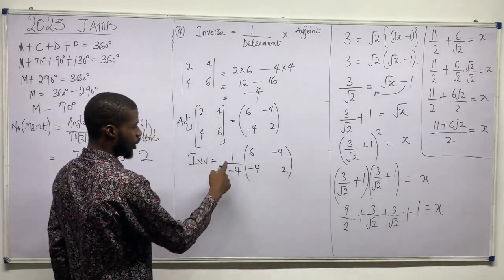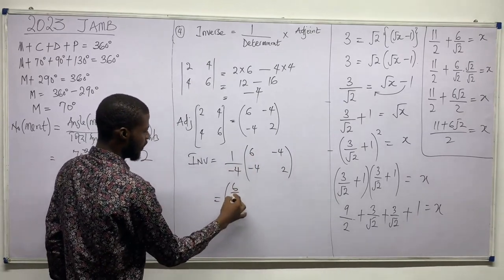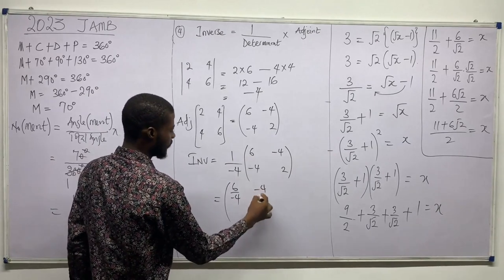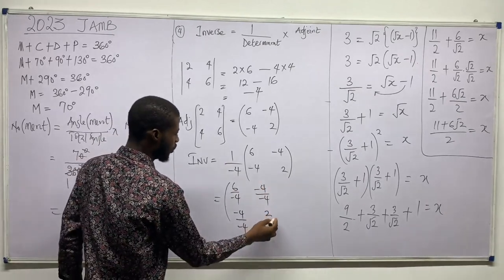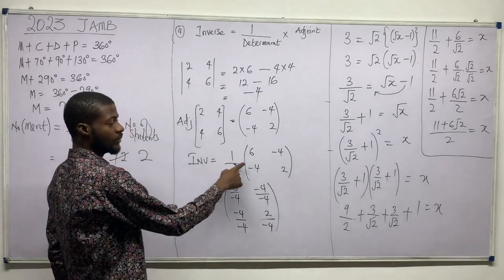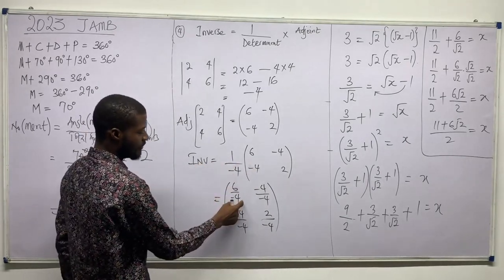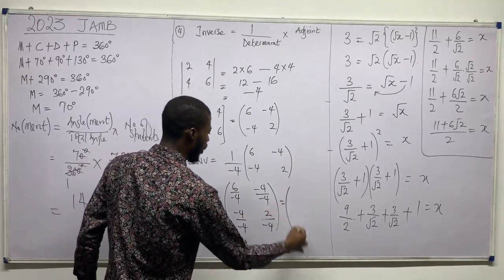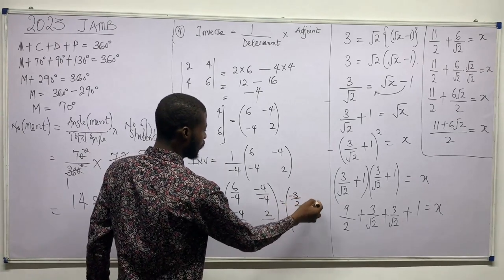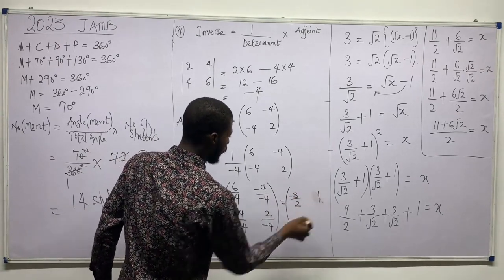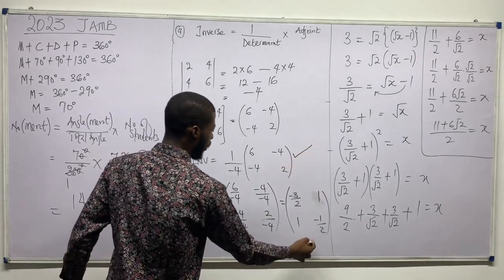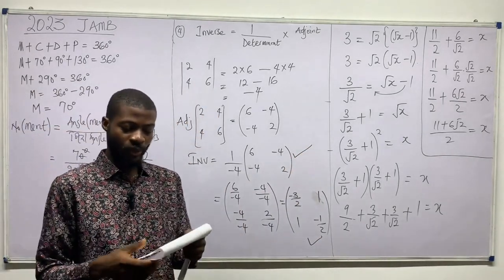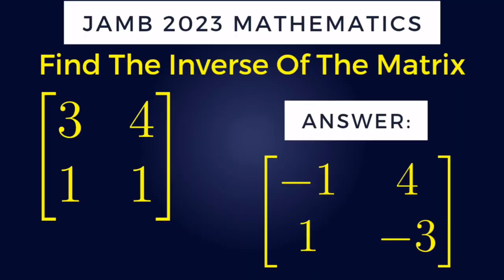Yes, we can. This will give us 6 over minus 4, then minus 4 over minus 4, minus 4 over minus 4 again, then 2 over minus 4. Your denominators are all minus 4. The final answer becomes minus 3 over 2, 1, and 1, minus 1 over 2. So the answer can be left like this or like this. It depends, but it's still correct. You can attempt the next question showing on your screen. The answer for that is minus 1, 4, 1, minus 3.